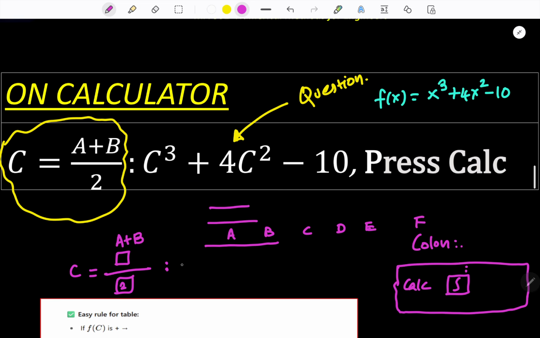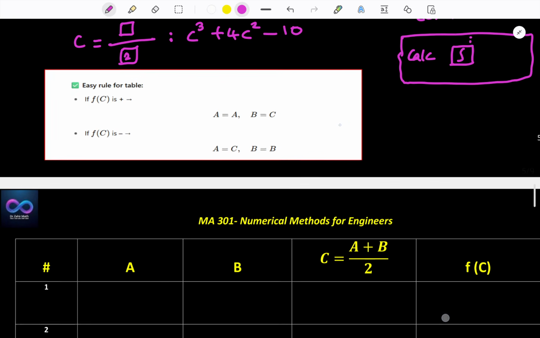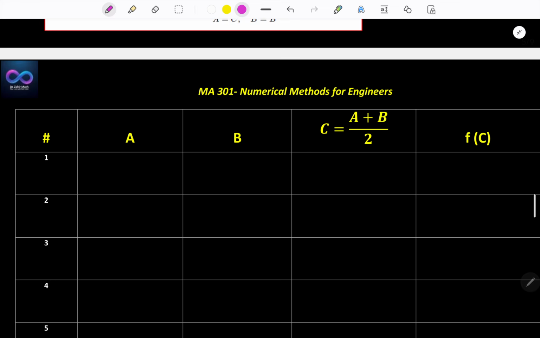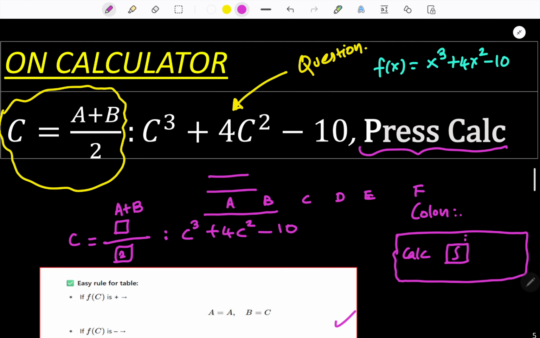Press this colon and press C cube plus 4c square minus 10. That's it. Do not touch anything. So c cube plus 4c square minus 10, you press it in the calculator. I'll come back to this step later. Once you press this, you have to go for the mode, press calculate. Come on, everybody, press calculate.